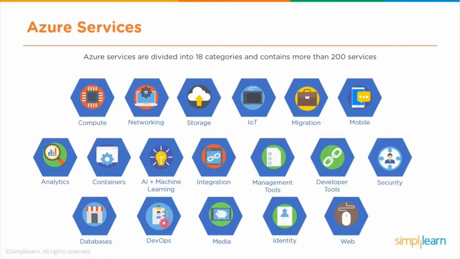Now, let's talk about Azure services. Now, Azure services have 18 categories and more than 200 services, so we clearly can't go through all of them. It has services that cover compute, AI and machine learning, integration, management tools, identity, DevOps, web, and so much more. You're going to have a hard time trying to find a domain that Azure doesn't cover. And if it doesn't cover it now, you can be certain they're working on it as we speak.